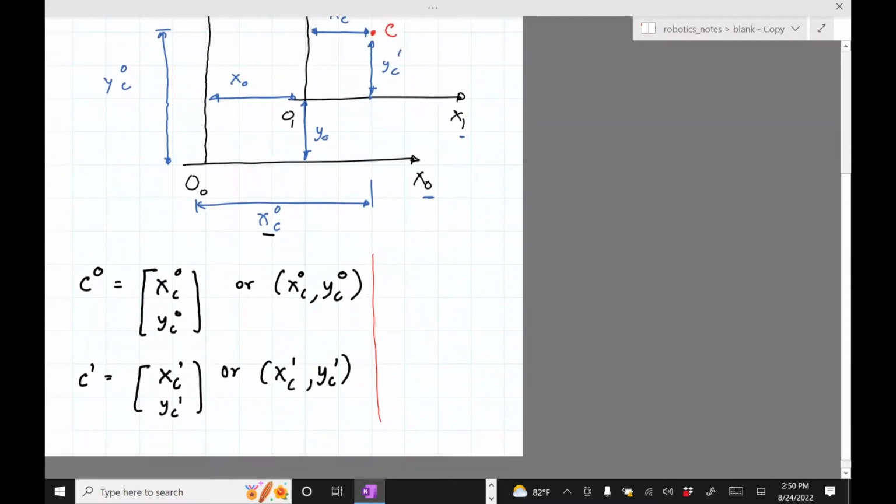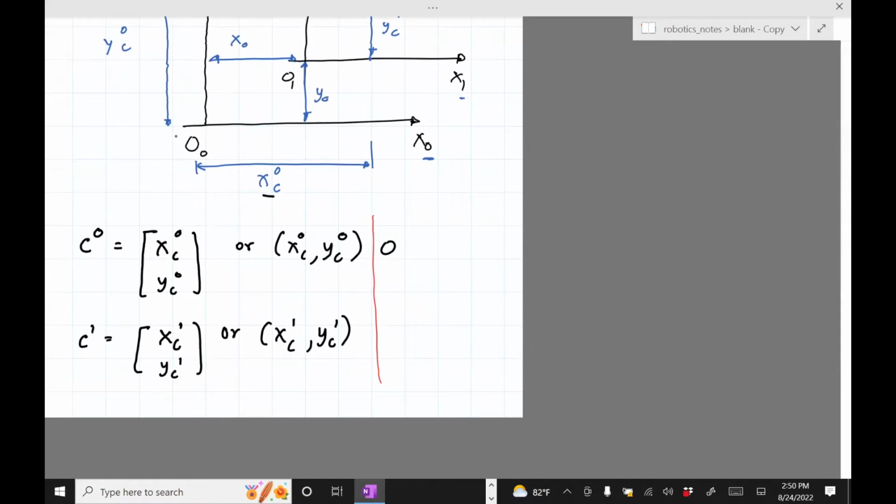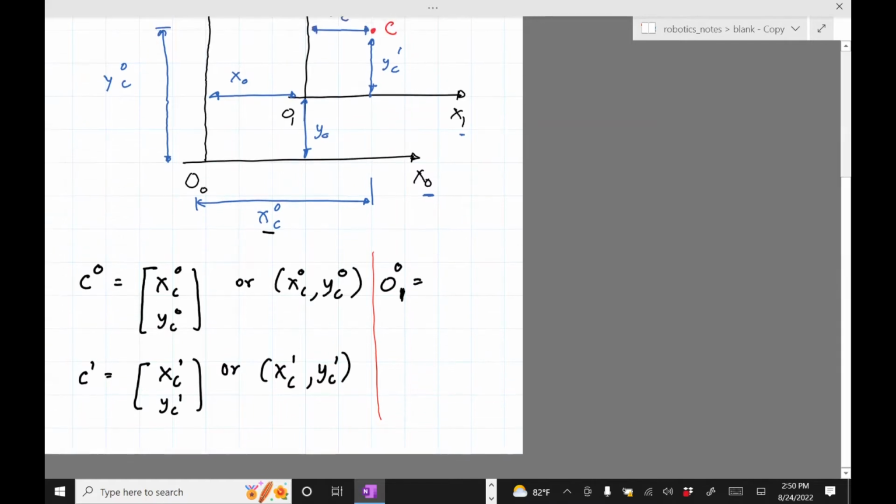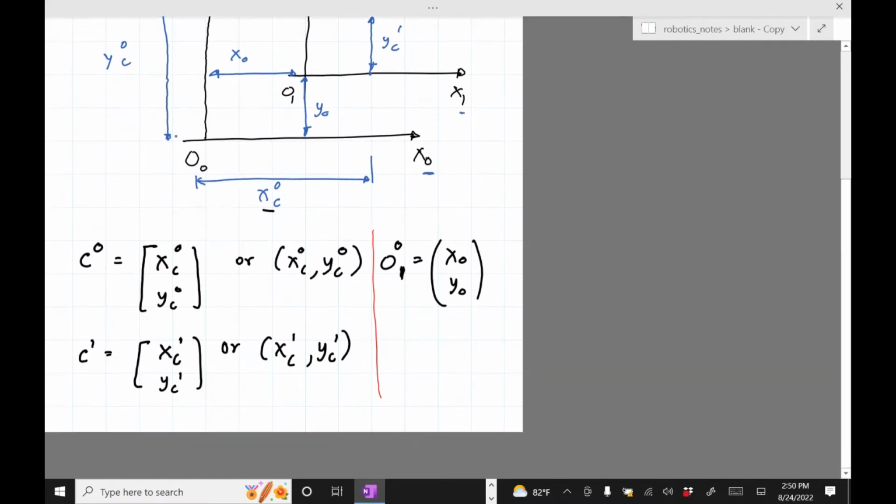Now we also have to denote the position of the origin O1. Remember, this origin has moved because the body has translated. But it's not meaningful just to put O1. We need to always define it with respect to some frame. In this case, the frame is frame 0, and you can see from the figure, it's just x0, y0. You could also define it the other way around: the position of the origin O with respect to frame 1. Compute the distance from here, and you'll see that it's nothing but minus x0, y0.